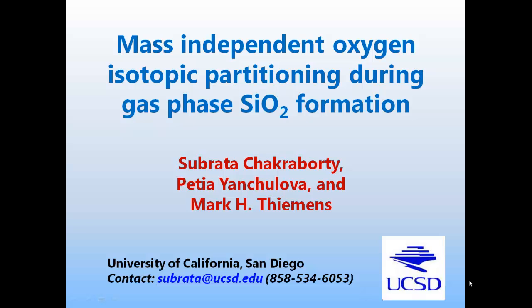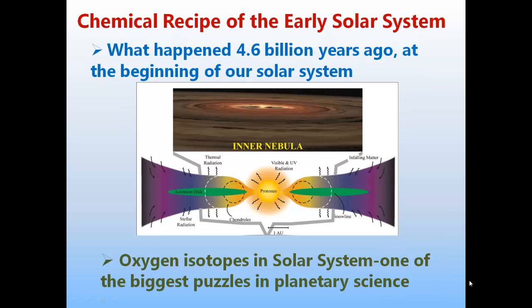I'm here to describe the importance and the far-reaching consequences of the findings we reported in Science this week. We addressed several outstanding issues in planetary science through this publication. Most importantly, we proposed a chemical recipe based on the results of laboratory simulation experiments of forming rocks from gases and addressed the question, what happened 4.6 billion years ago at the beginning of our solar system?